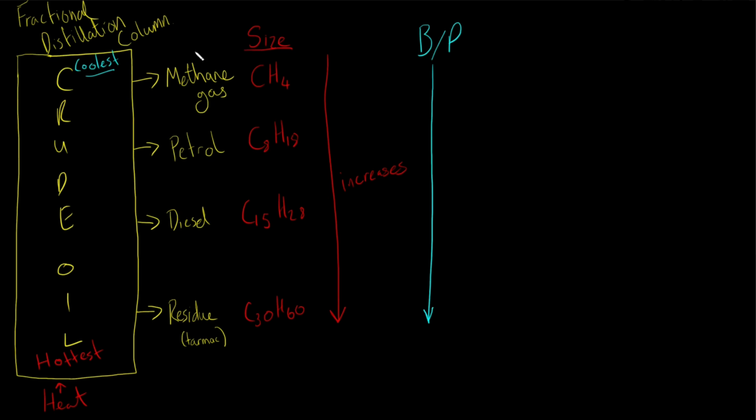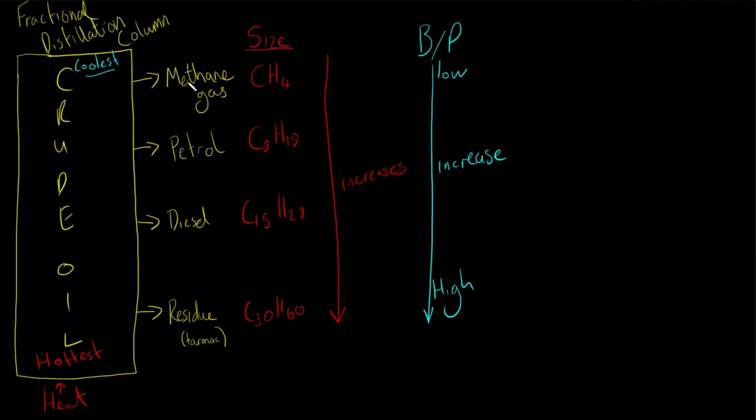And so if we're getting methane gas produced at the coolest part of the column, the coldest region, it then implies that it must have a pretty low boiling point, because remember all these fractions are coming off because they're being boiled away. If we've got residue only able to boil at the hottest region, that would then imply that it's got a very high boiling point. And so our trend in boiling point must be the exact same as our trend in size. As we go down the column, the boiling point will increase from low to high.